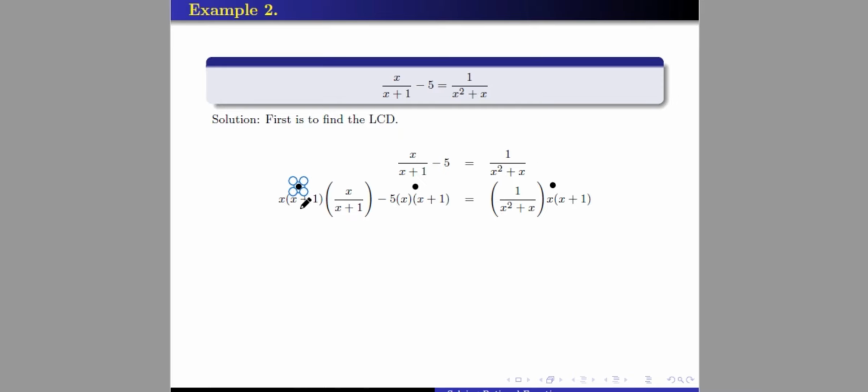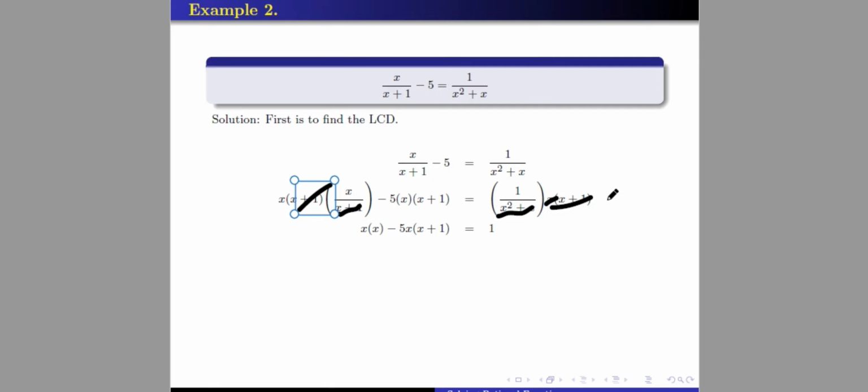On the first part, we can cancel x plus 1. On the next part, we cannot cancel anything. And on the right hand side, take note that x times x plus 1 is equal to x squared plus x, so we can cancel this. What remains now is x times x. And on this side, we have 5x times the quantity x plus 1. And on the other side is only 1, because again, these are cancelled.